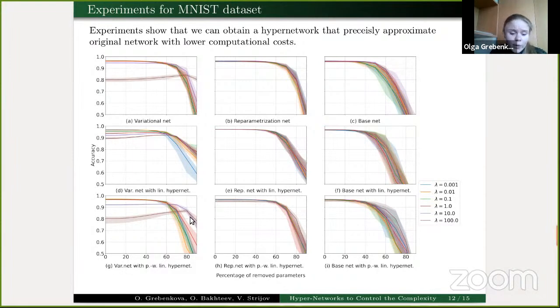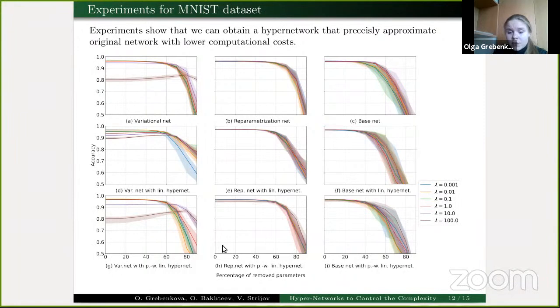In the last row, we can see the models with the piecewise linear hypernetwork. These models with this implementation of hypernetwork showed similar behavior to models that were trained directly during pruning. Moreover, for all values of lambda, more stable models were obtained.